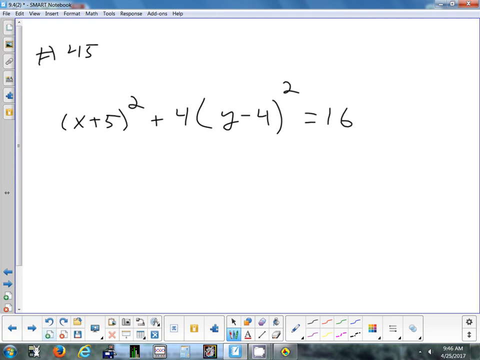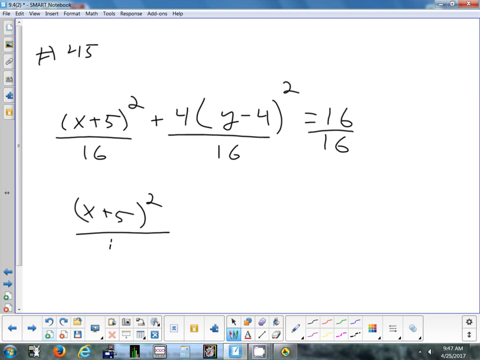It's not equal to 1. We did one like that. So what do you have to do? And how do you do that? Divide everything by 16. 16, 16, and 16. So now, you've got it in the right format. 4 goes into 16 how many times? 4. And 16 divided by 16 is 1.